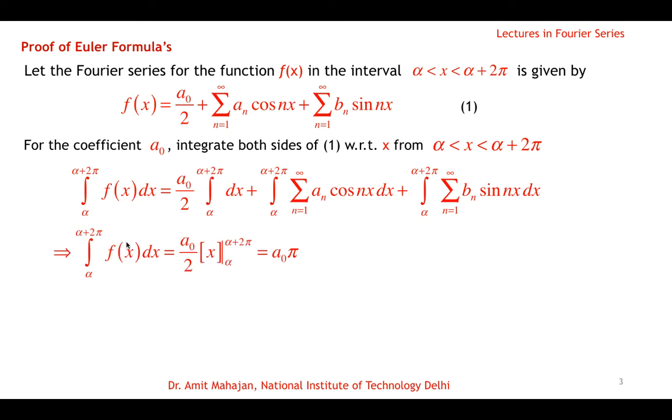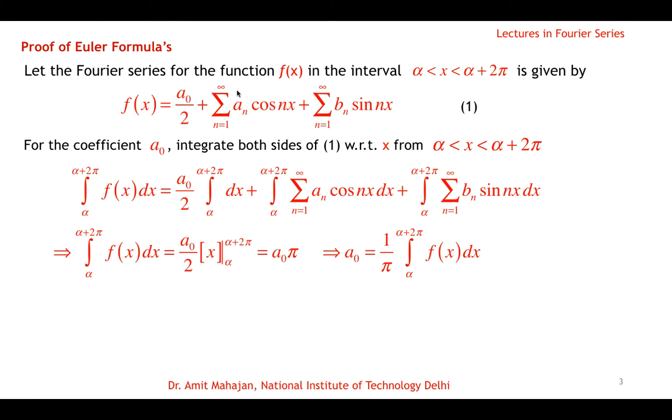Okay, so the left hand side equals this first integral, which gives the integration of x with limits, and then we substitute the limits to find it as pi a naught. The rest of the two integrals are exactly 0. So now we can calculate a naught as 1 by pi of this integral. Okay, so this is our first result.